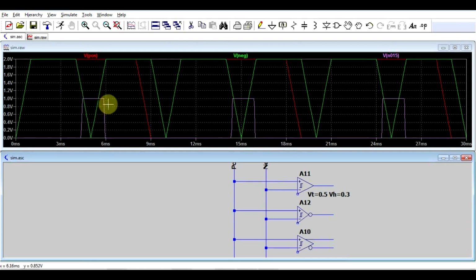And when our output is high, we can see that the positive is higher than our negative. And the difference needs to be higher than 0.8 to switch our output on, and then it needs to be lower than 0.2 to switch our output low. So what kind of applications does this thing have? I mean, where would you use something like this? Well, it turns out this actually has quite important practical uses in differential communication.